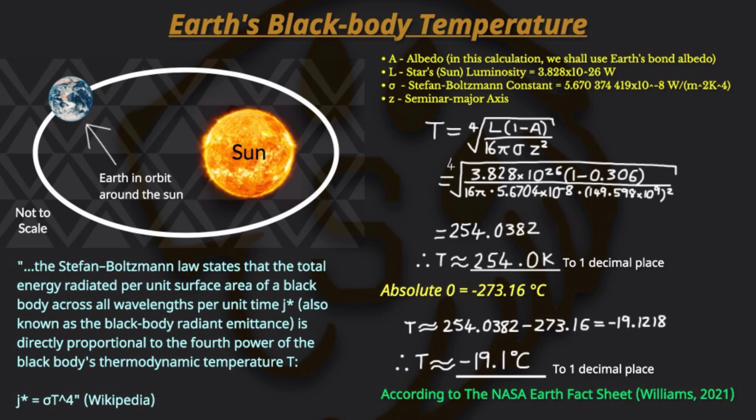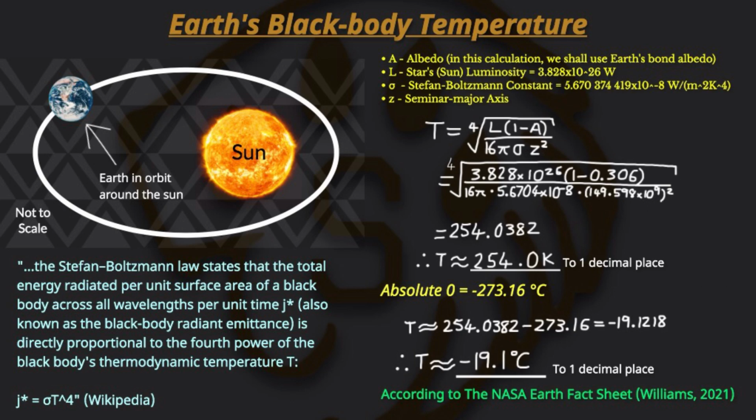If you check the NASA fact sheet, which was edited by Mr. Williams in 2021, you can find the fact sheet on the internet. But basically, the negative 19.1 might be a bit lower than the usual. The usual is around 20 something, I think 23, negative 23, if I'm not mistaken.